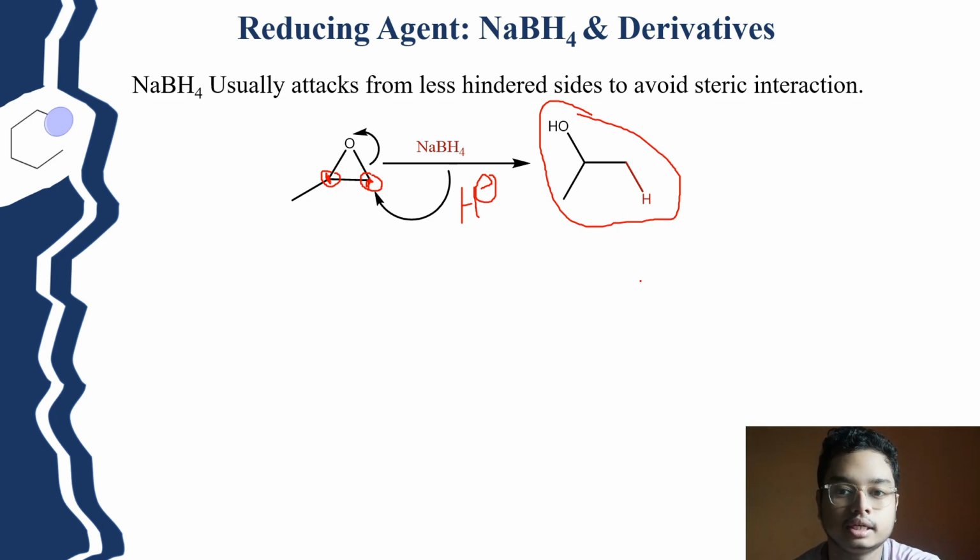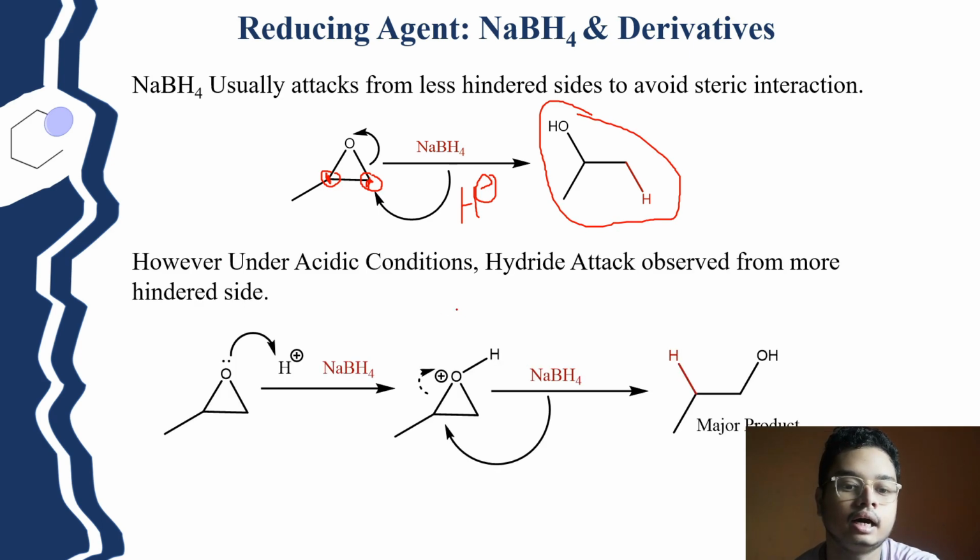But there is also an ambiguity: under acidic condition, hydride attack is observed from the more hindered side. Actually this happens when the acidic condition is there, that means the medium contains more hydrogen or H plus. So this lone pair from the oxygen is conjugated with this hydrogen of the acidic condition. So this will generate a positive ion, and it will follow a loose SN1 mechanism.